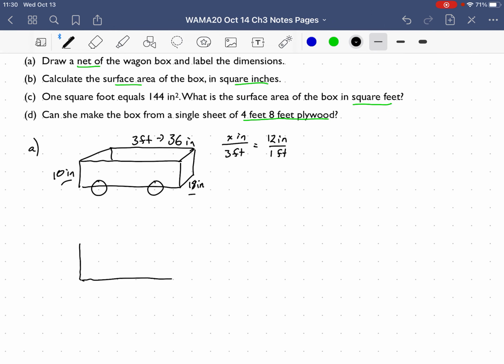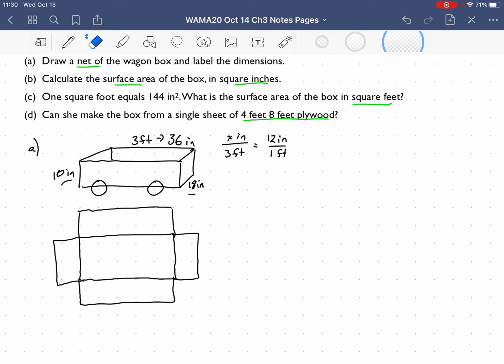All right, now I'm going to draw a net. There's the bottom of the wagon. There's going to be the front piece. There's going to be the side piece. There's going to be another side piece. And there's going to be the back piece.